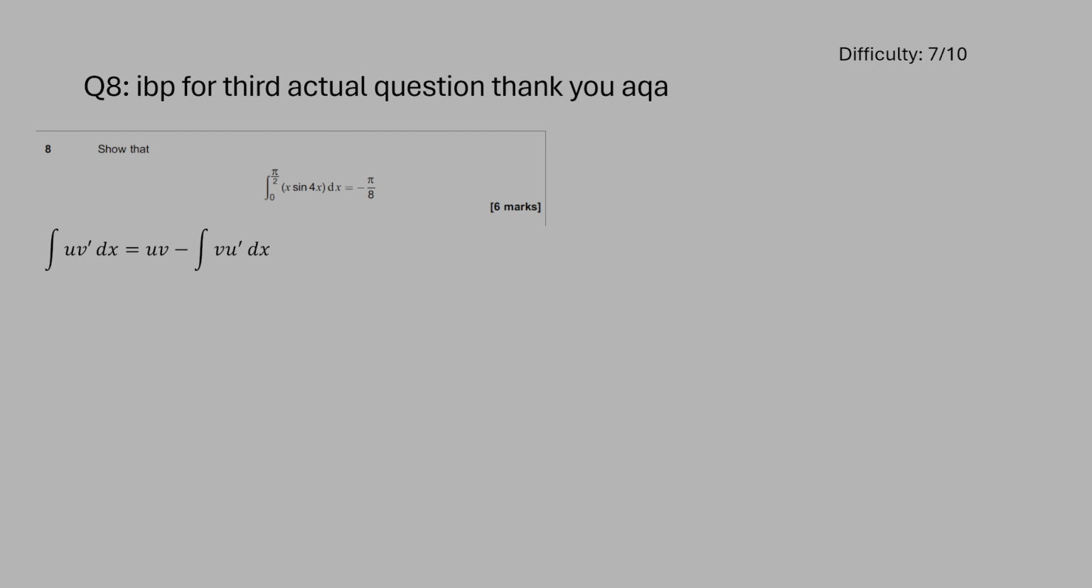And we're going to set our values. So definitely set u to x because it's 1 when you differentiate it, and then set v dash to sine of 4x. So if we differentiate u, we get 1, and then we integrate sine 4x, we get -1/4 of cos 4x. Next, we're going to substitute all these in like this, and we're going to get this complicated looking integral here.